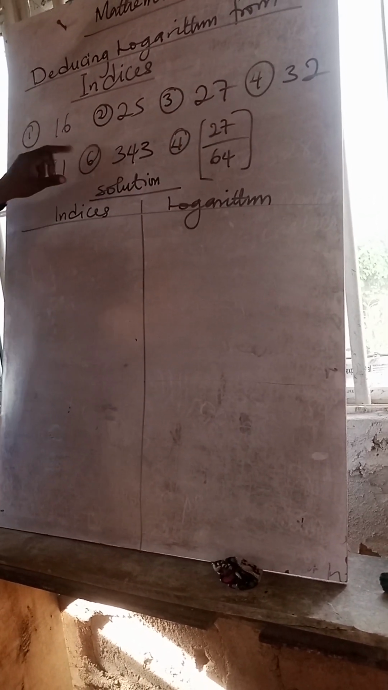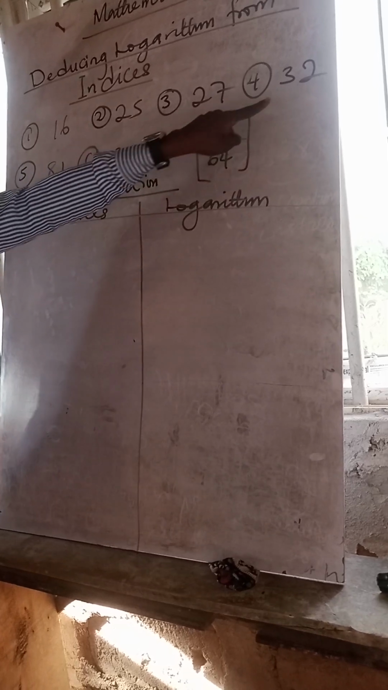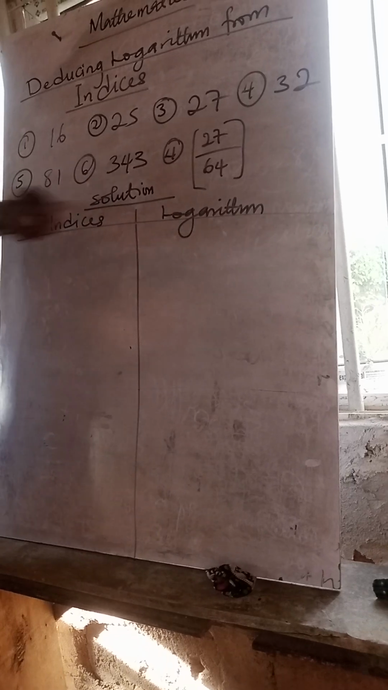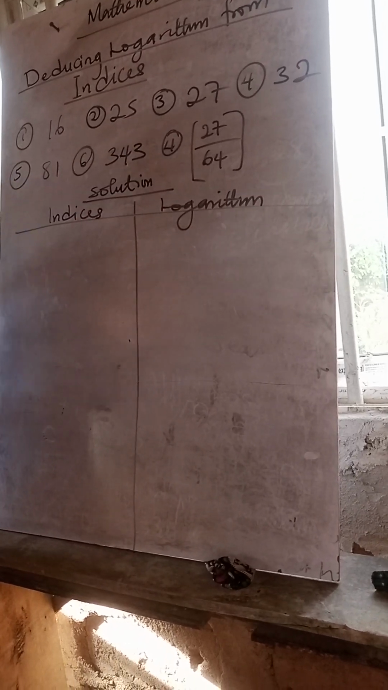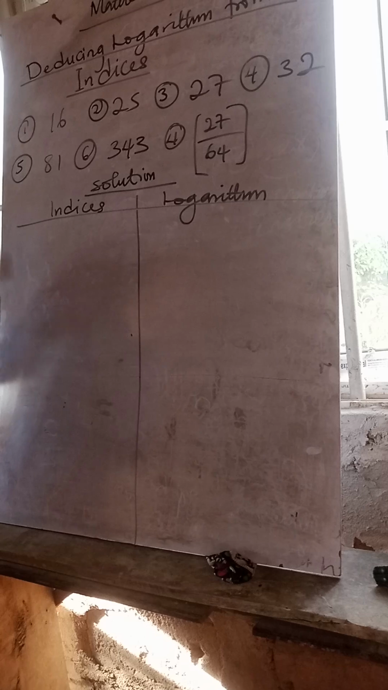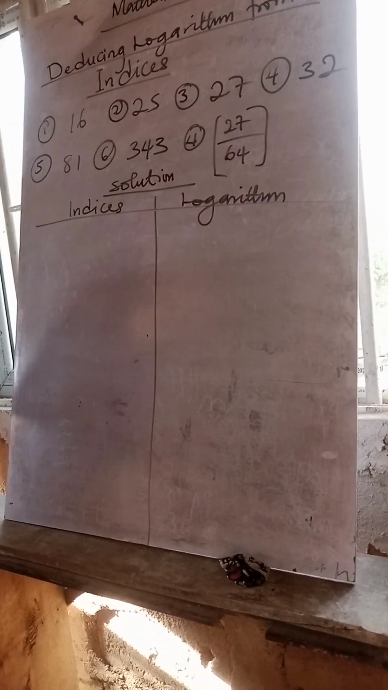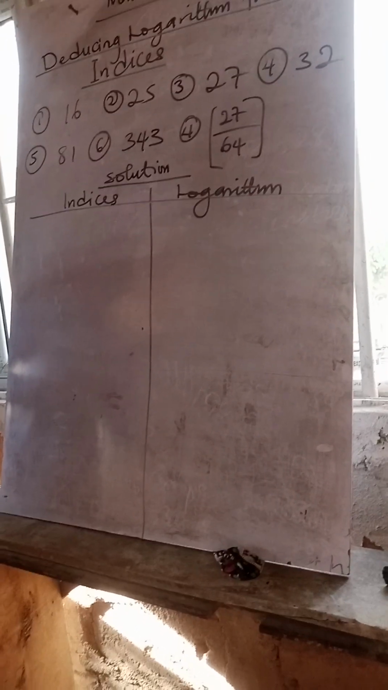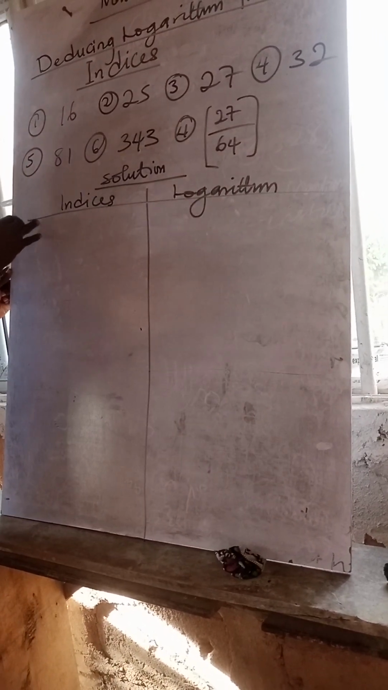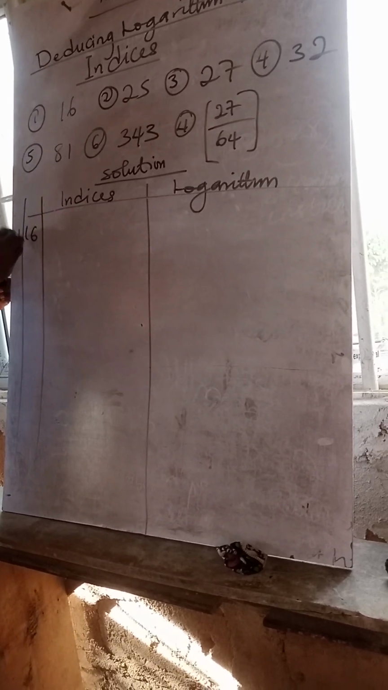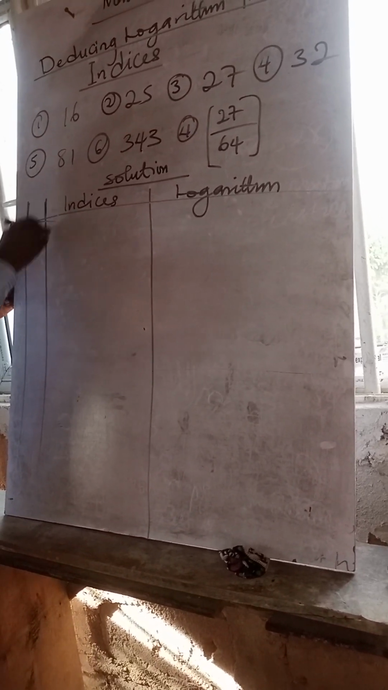We have 16, 25, 27, 32, 81, 343, and 27 over 64. So how do we turn these to have our value? Please pay attention carefully so that you discover what we are going to be doing now. We want to look at 16. This is our value, which is 16. The first one is 16, that is number 1.